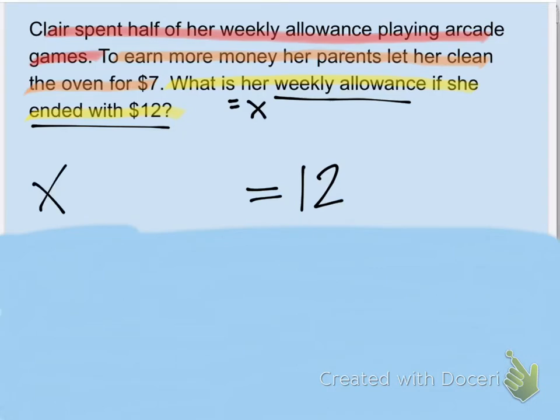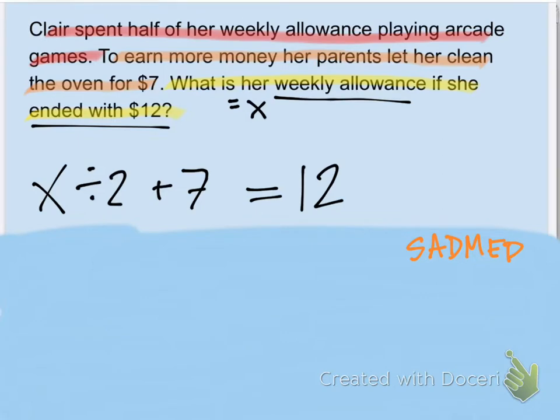Claire spent half her weekly allowance. You spend half, you're dividing by 2. Allowance playing arcade games. To earn more money, her parents let her clean the oven for $7. If they are letting me earn money, I am adding that $7. So this is our equation, because now we've filled in all of our numbers. And then the last step we have to follow is SADMEP.